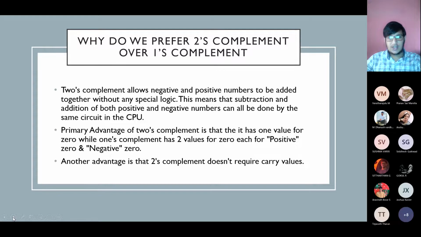This means that subtraction and addition of both positive and negative numbers can all be done by the same circuit in the CPU. The CPU has two units, the ALU and the control unit. So everything will be done by the arithmetic and logic unit. If we use 2's complement, there will be no part for the control unit to play in this case. Another advantage is that 2's complement doesn't require any carry value, so the carry values will be omitted.